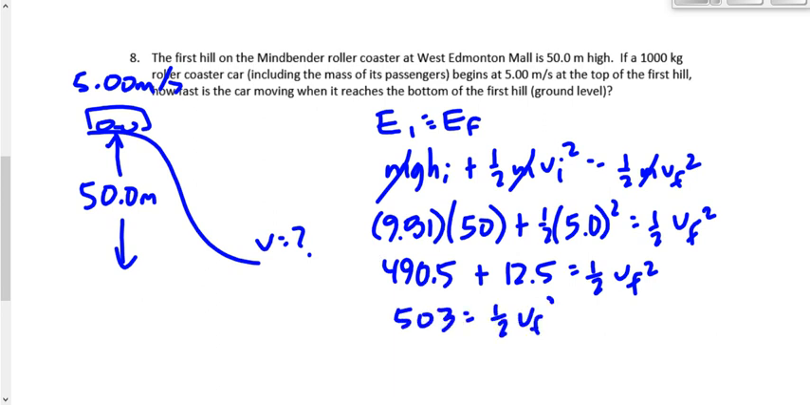How do you take the half over? You can either times it by 2 or you can divide by 1/2, divide by 0.5. Either way works, gives you the exact same thing. That gives me 1,006. And then I'm going to, of course, get rid of the squared by square rooting. And the square root of 1,006 is, what is it? 31.7? And there we go.